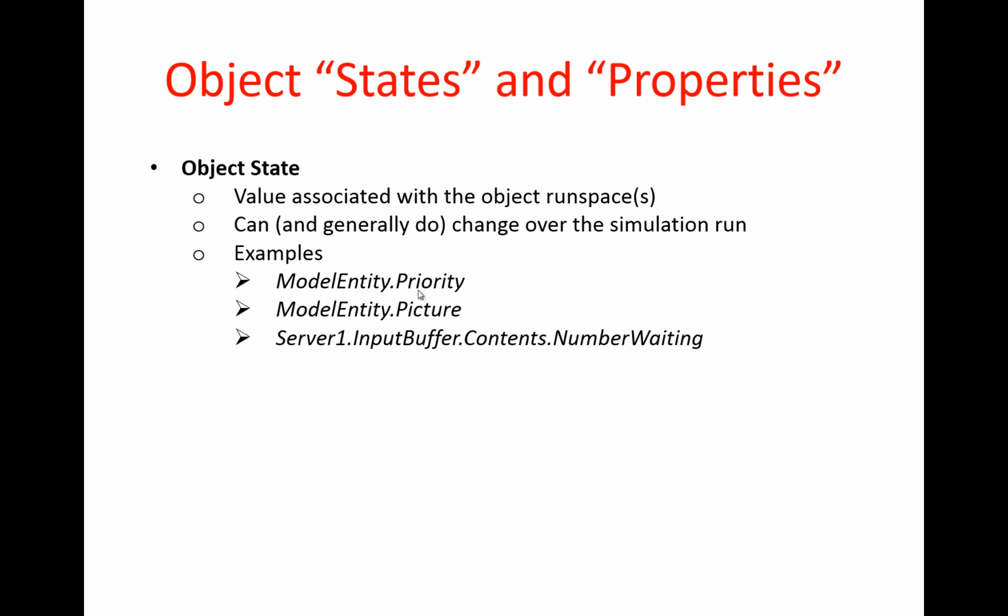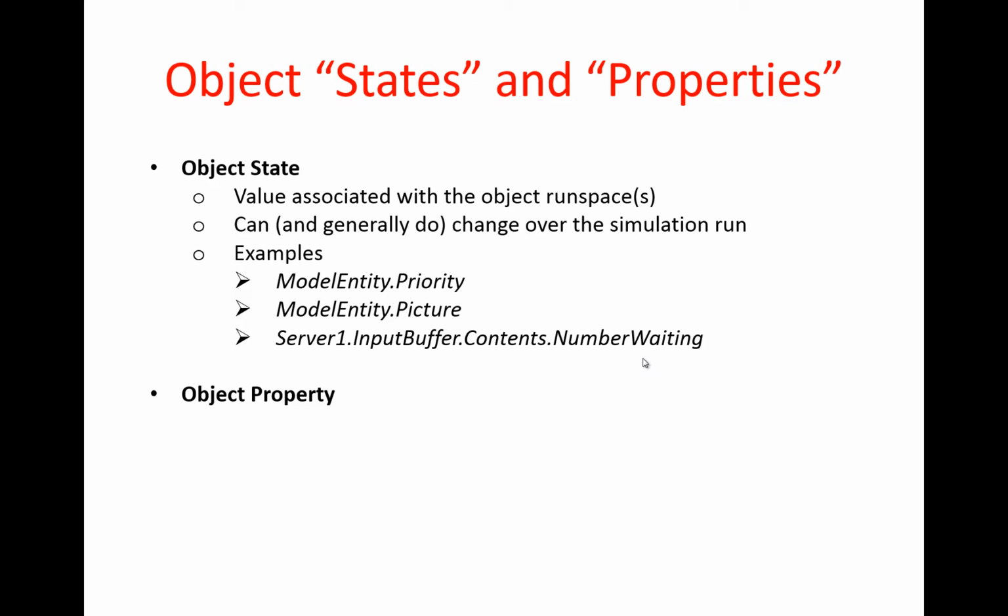Another example of a state variable is the number of entities in the queue of a server. So, for example, if we have a server called server 1, then the state variable that records the number in queue for this server has this expression that you can see here: server1.inputBuffer.contents.numberWaiting. And as you can imagine, this value will change as you process entities throughout your simulation run.